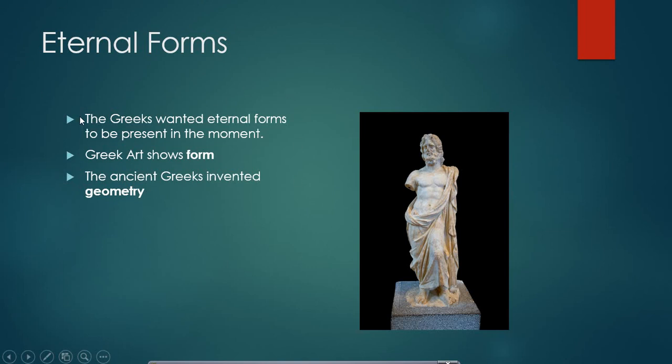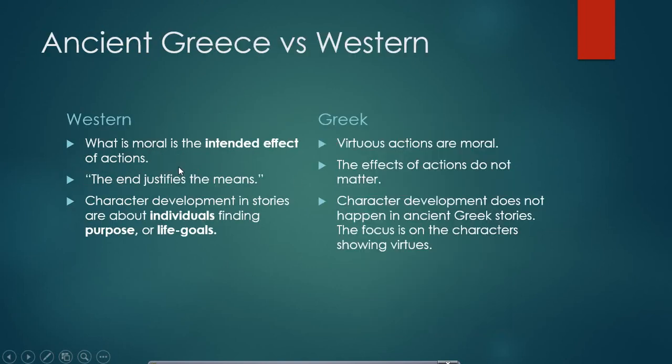So here's a comparison between Greek and Western philosophy, and I don't know if modern Greeks are still a part of this culture. I've never been to Greece. I think modern Greece might be something different than the ancient Greece, but anyway, for modern Western people, what's moral is the intended effects of actions, whereas for Greeks, virtuous actions are moral, and generally it isn't necessary to consider the effects of your actions. So long as you are performing a virtue, that's a good thing. So in the West, that means we have the idea that the end justifies the means. Greeks do not have that idea.